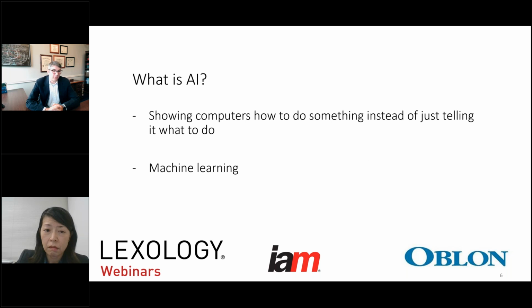So if we think at a very high level about what is artificial intelligence, it's really, we're trying to show computers how to do something instead of just telling it what to do. So typically, the way it has always been in the past is that computers are told how to behave through programming or actions. And the revolution that has happened in computing is that artificial intelligence has allowed computers to learn how to actually know how to do something or make decisions.